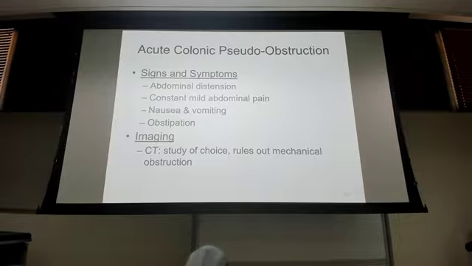So what do we do? First, we rule out a mechanical cause of a pseudo-obstruction. If we find a mechanical cause for the obstruction on the CT, it's no longer a pseudo-obstruction. We have a new diagnosis. If we don't find a mechanical cause, it's functional acute colonic pseudo-obstruction. CT is the study of choice, and as I said, that's to rule out an actual mechanical cause.